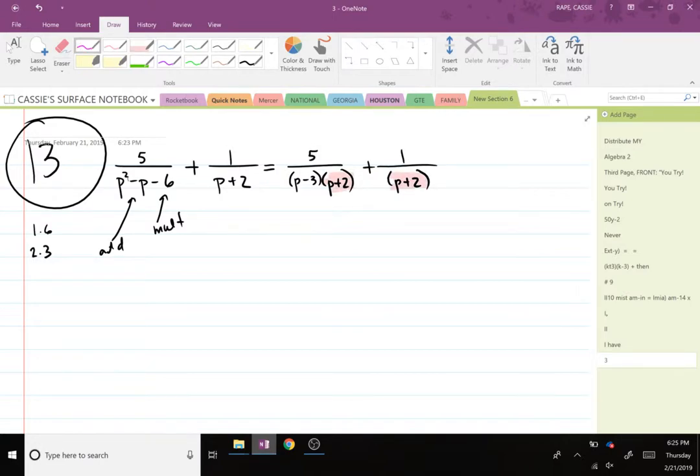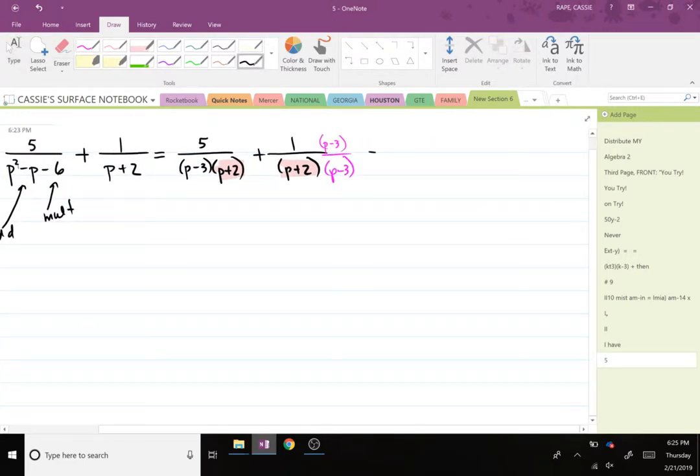But you don't have a p minus 3 on this side, and so I'm going to have to multiply by p minus 3 over p minus 3. The left-hand side I haven't done anything to. Let me just back up and say this. I now have p minus 3 and p plus 2 in both, which means they have common denominators, so I can write p plus 2 times p minus 3 in a single denominator, and I'm just going to do the math on the top.